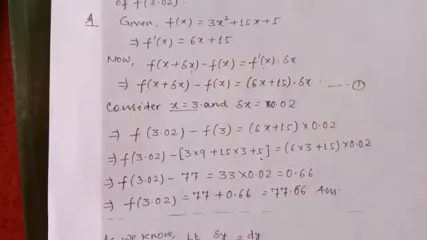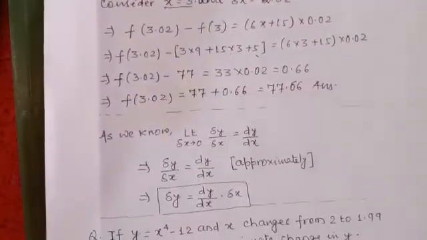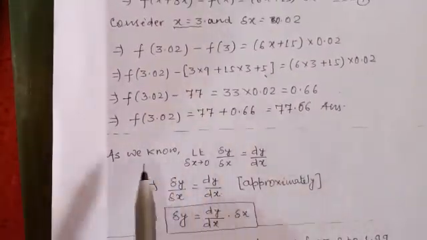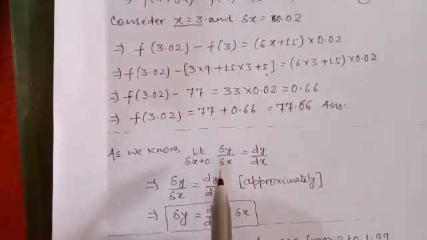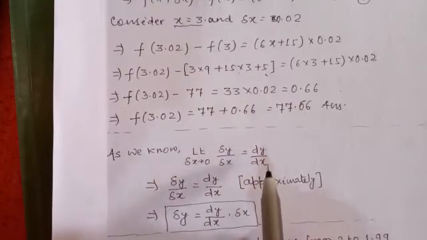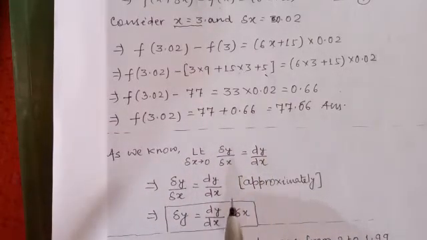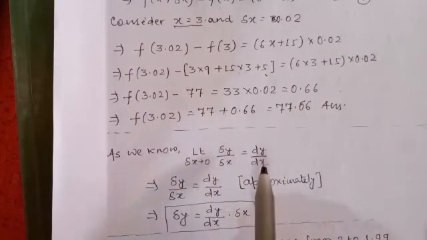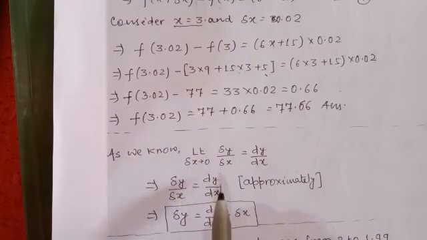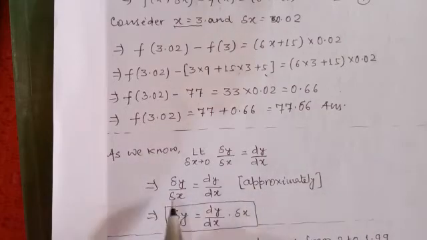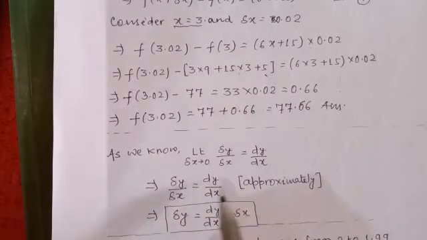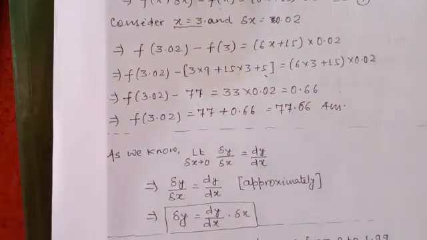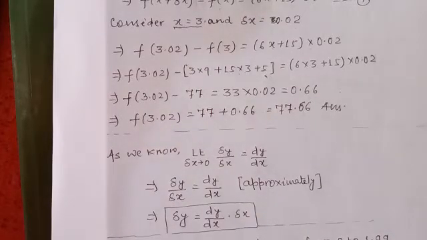See students, there is another form. As we have just read earlier, limit delta x tends to 0, delta y by delta x is equal to dy by dx. So we approximate just this one, hence delta y by delta x is approximately dy by dx. Thus delta y is equal to dy by dx into delta x. We will use this formula also in a few problems. So see some more questions.